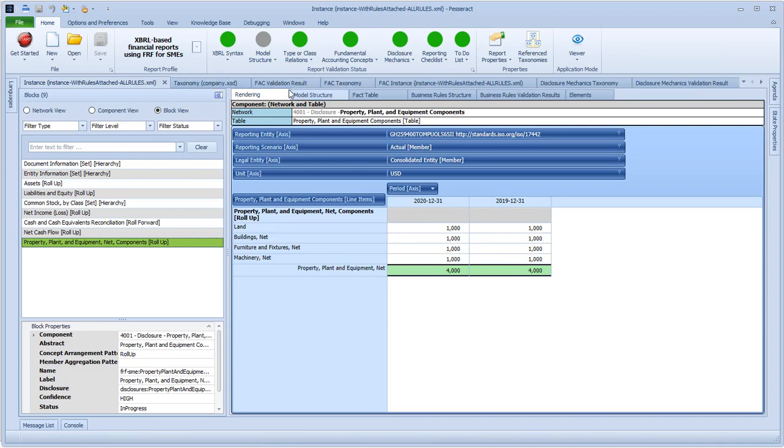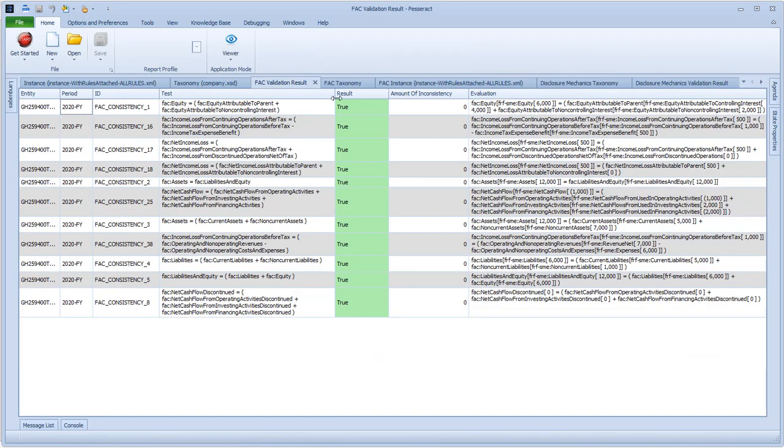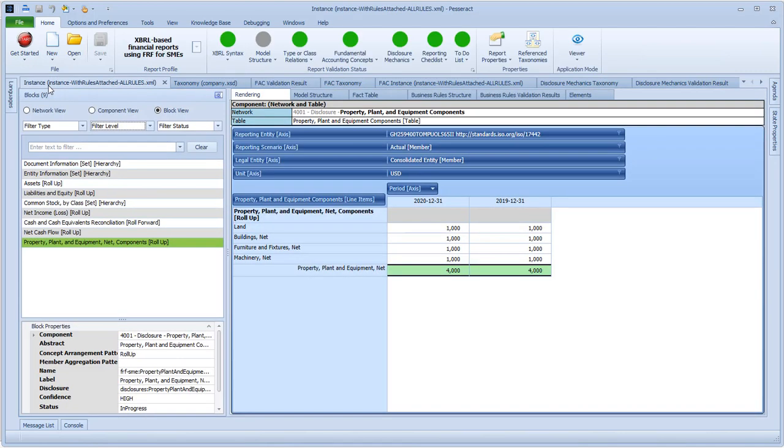In addition, there are no contradictions or inconsistencies between the information structures. So here we have these fundamental accounting concept relations, and it says that all these are satisfied. What it's checking is to make sure that you're not contradicting yourself.